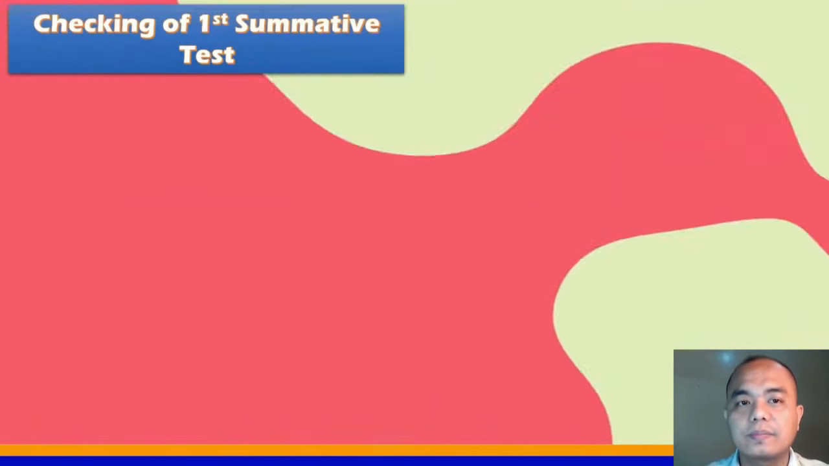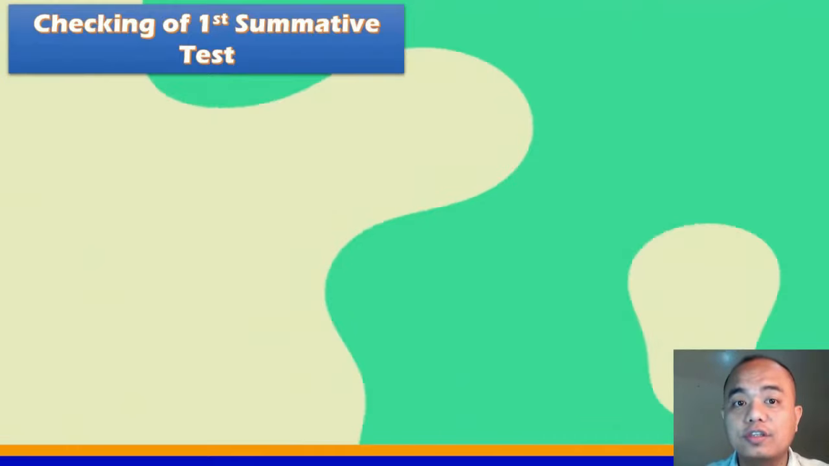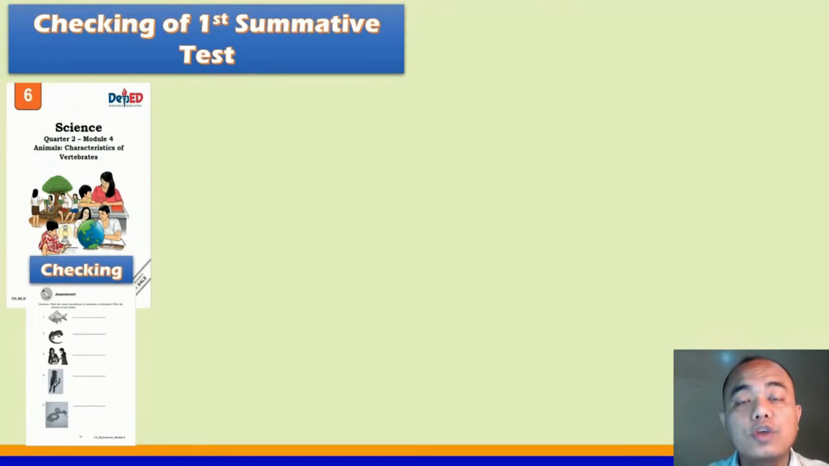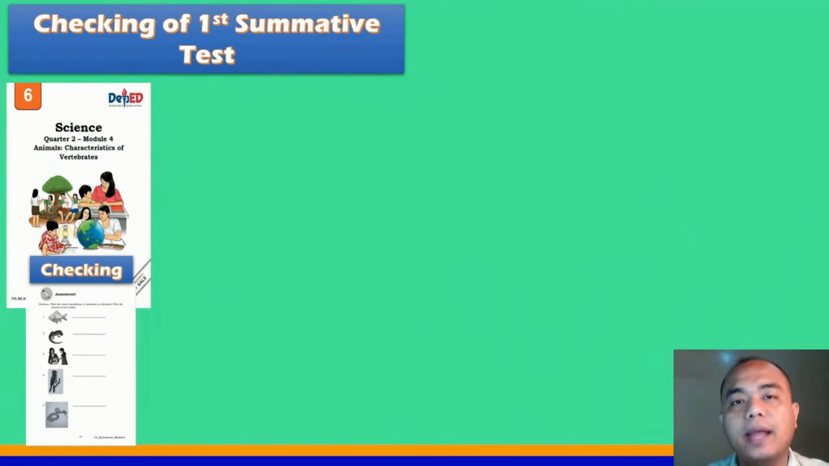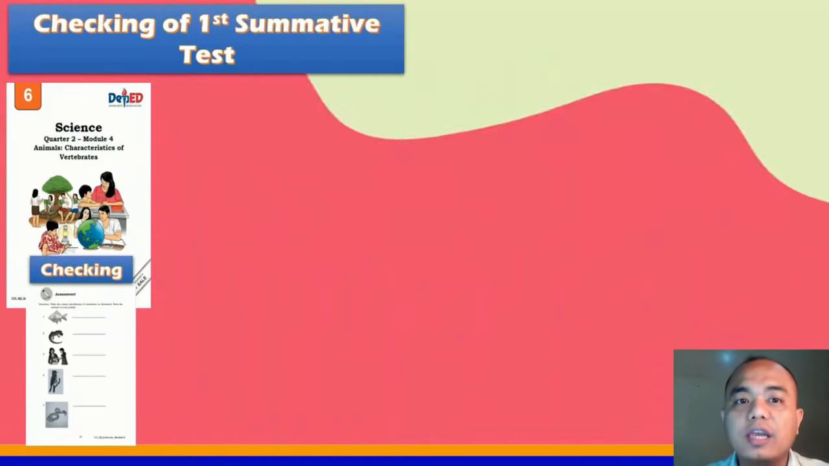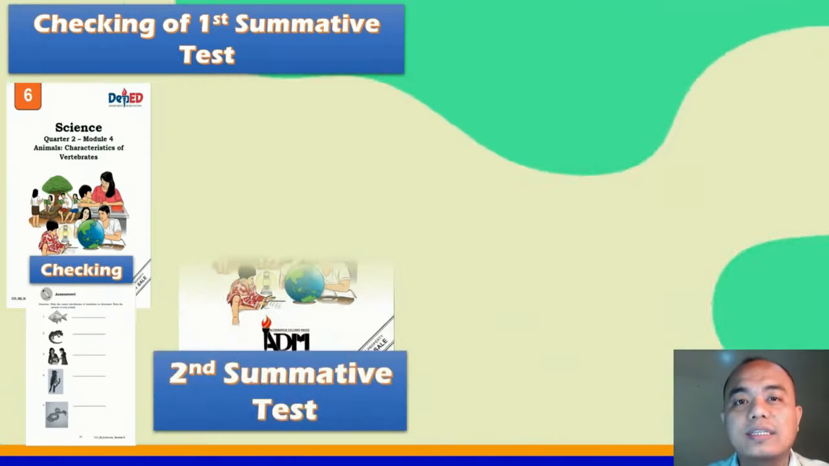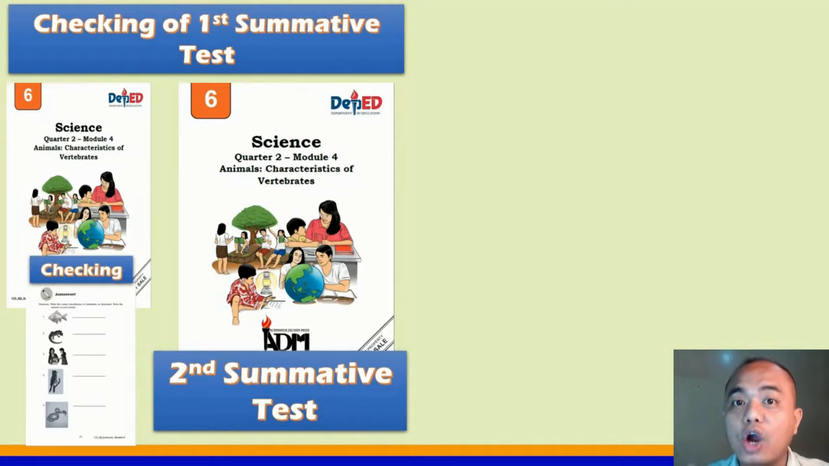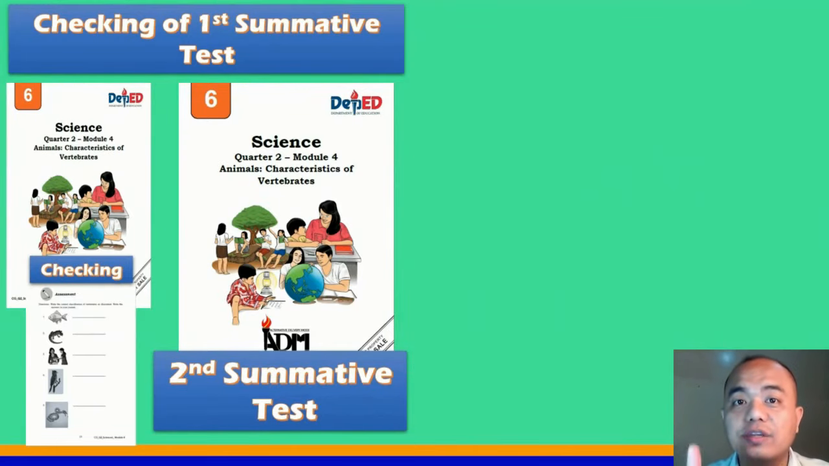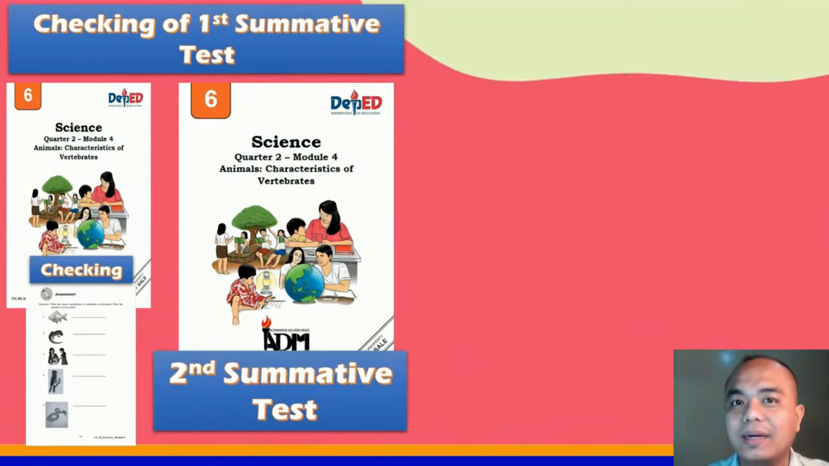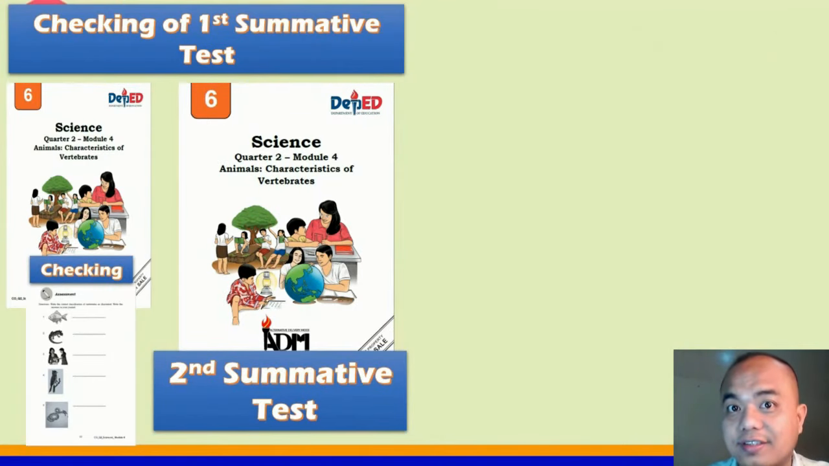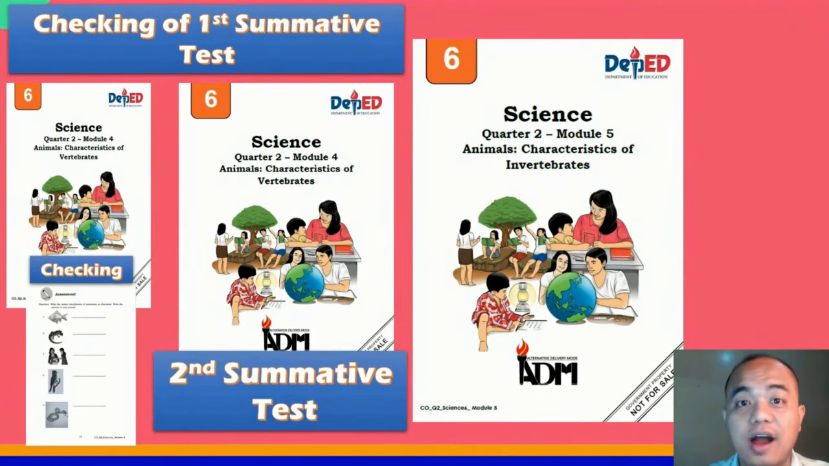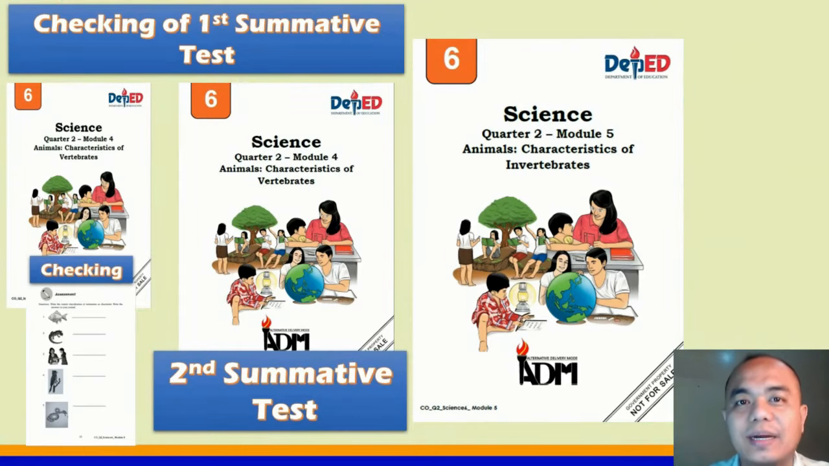Okay, remember this. We will check first your first summative test last week. And after that, we will check also your assessment last week about the body system. And after checking all these tests, we will have our second summative test. I told you last time that we will have our second summative test about the characteristics of the vertebrate animals. I hope everybody studied your lessons. And after that, we will discuss your module 5 about the characteristics of the invertebrate animals.